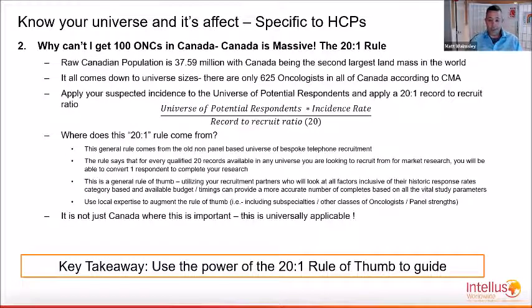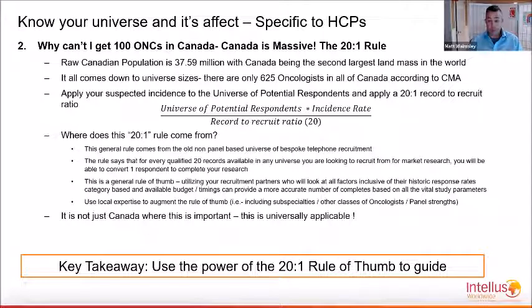Perfect. The next part is talking about the universe with the healthcare professional focus. This is my favorite and least favorite actual use case. I get this basically 3 times a month, if not weekly. Why can't I get 100 oncs in Canada? Canada is massive. I mean, technically you're correct.